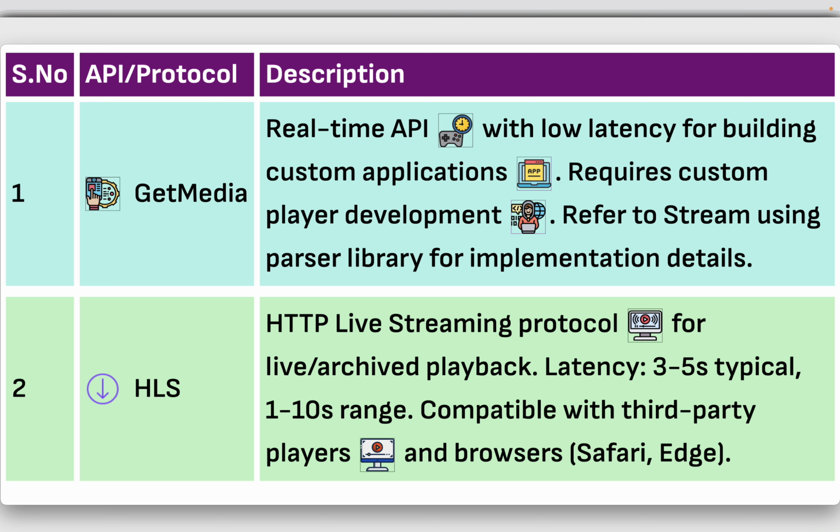Next one is HLS, which is HTTP Live Streaming, an industry standard HTTP based media streaming communications protocol. You can use HLS to view a Kinesis video stream either for live playback or to view archived video. You can use HLS for live playback. Latency is typically between 3 to 5 seconds, but it can be between 1 to 10 seconds depending on the use case, the player, and network conditions.